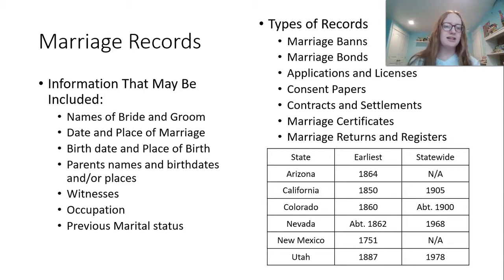Then as you can see, there's a table again. Earliest meaning the earliest possible ones that they exist, and then statewide is when there's that requirement. As you will notice, Arizona and New Mexico do not even today have a statewide mandate. So just be aware of that. Most of the counties within those states do require it, but the state itself does not.